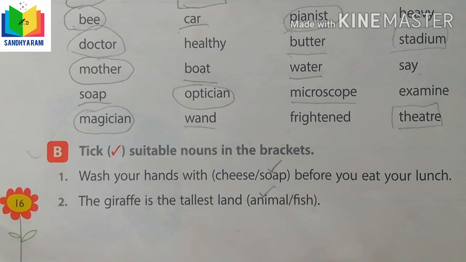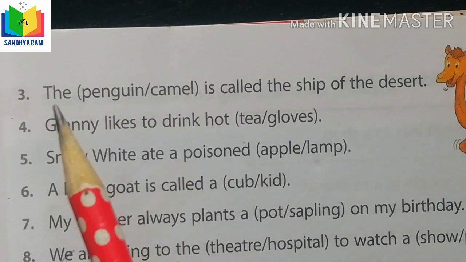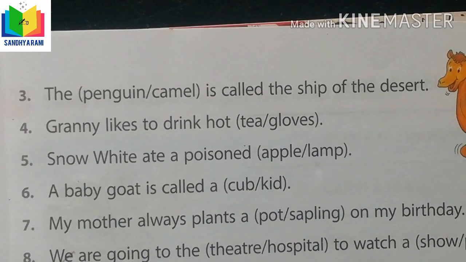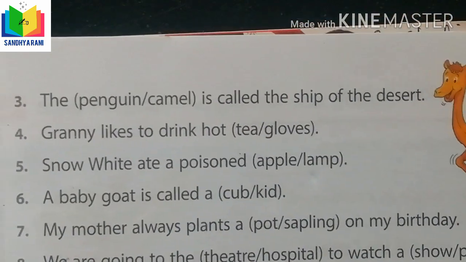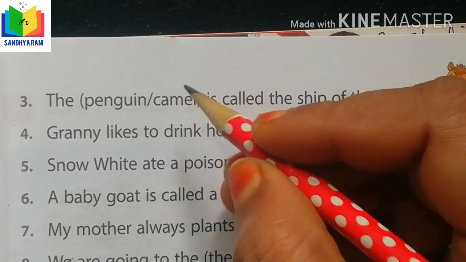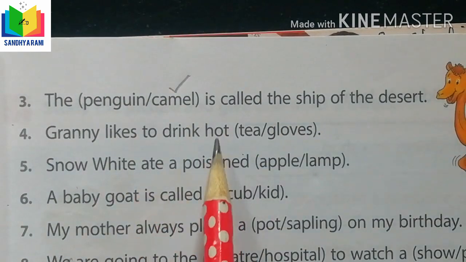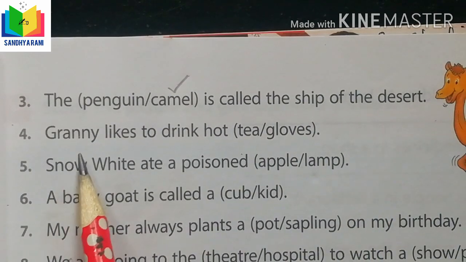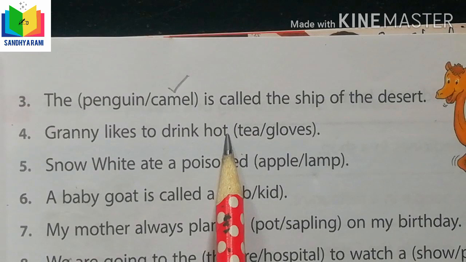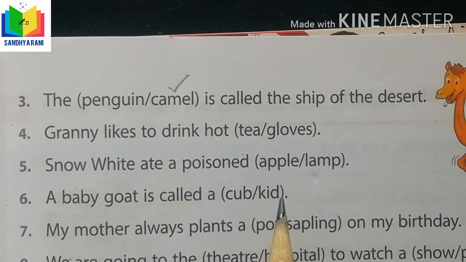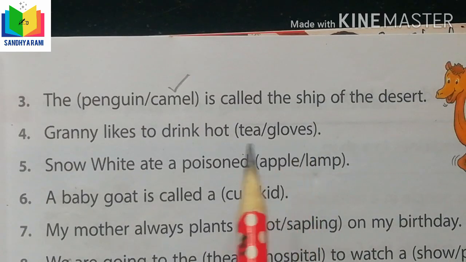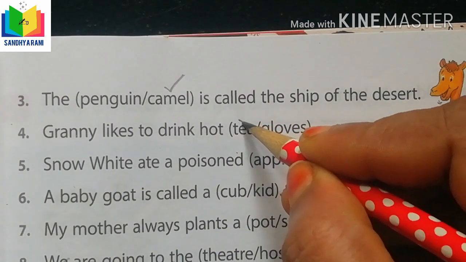Okay, let us get into the next one. See here children, the dash is called the ship of the desert. What is the ship of the desert here? Yes, of course, camel. So we have to tick the camel. The camel is called the ship of the desert. Now, let us check the fourth one. Granny likes to drink hot tea or gloves. Tell me children, gloves are to wear. Okay. So, hot tea is the perfect word here. So, we have to tick tea.